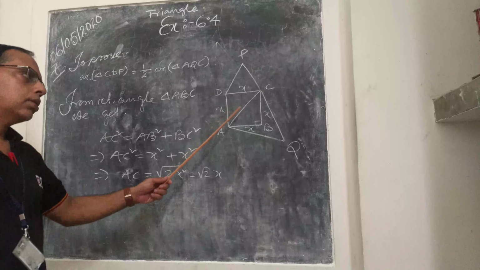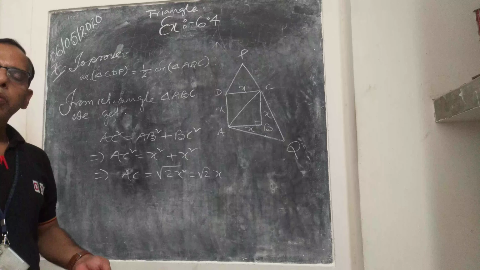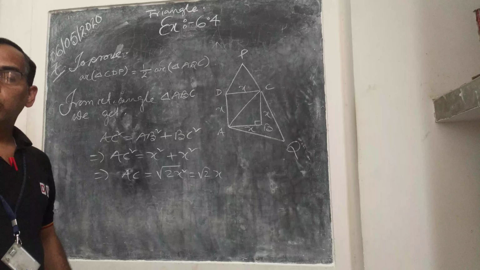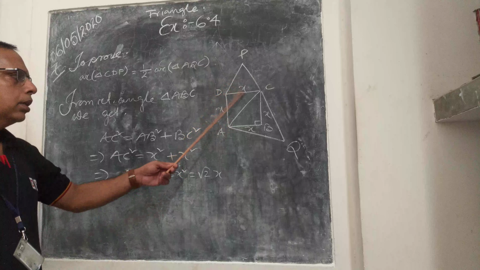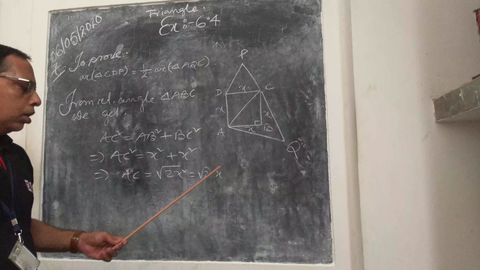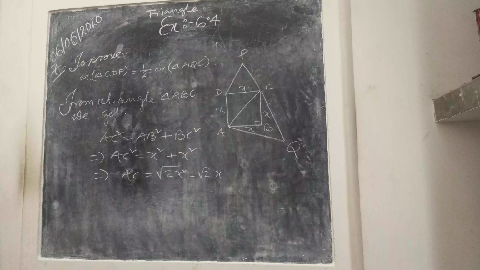So we got the side of one equilateral triangle, and the other side is already given. Then you know the area of an equilateral triangle: root 3 by 4 into side square. So AC is root 2 x and CD is x. Then root 3 by 4 will be cancelled, and x will be cancelled, so it will be 1 by 2. Okay, so please complete it by yourself. Now next, another important theorem, which is also important from the exam perspective. Please write down this one first, and then we'll go to the next one.